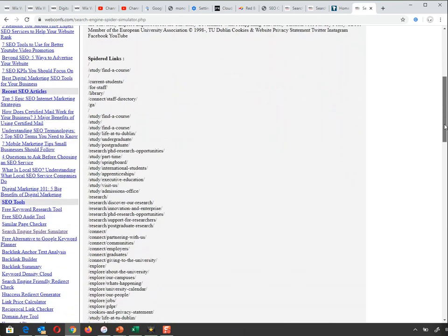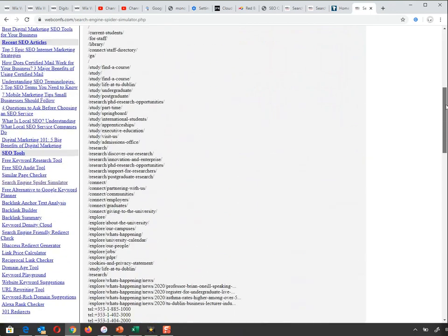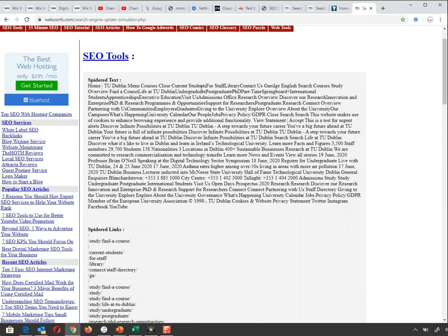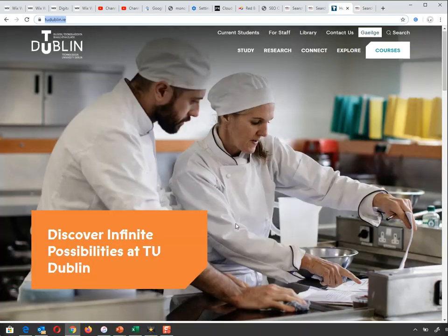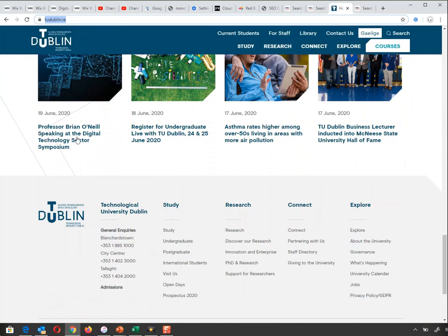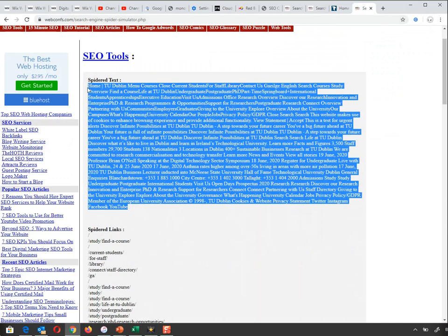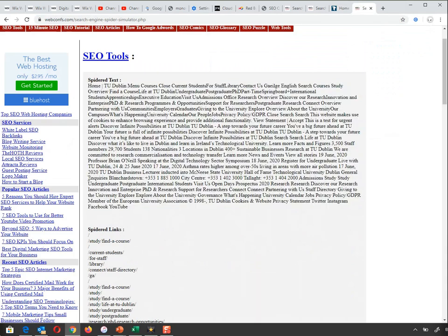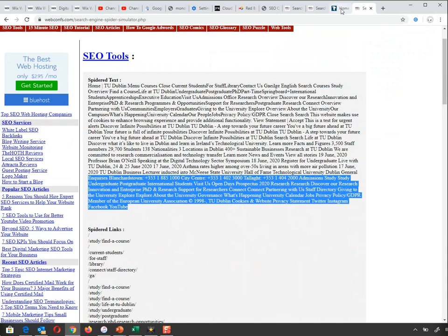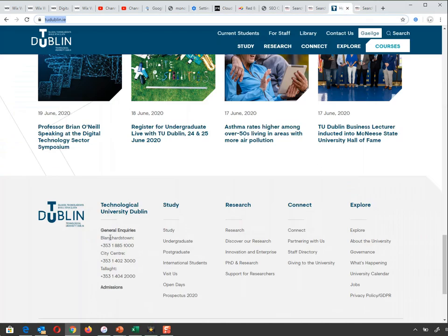Now this is interesting when you look at it here, right? This is the list of stuff that they see. They will see home, TU Dublin, all these actual words, but they're not links, as you can see here. Then you can see stuff about Professor Brian O'Neill speaking, and that's off down here, okay? So it's taking that text. There's not that much text that it's taking from that page, but then again, there isn't a huge amount of text on that particular page. When you see at the bottom inquiries, Blanchardstown and so on, that's taken from right at the very bottom down along here as well, okay?